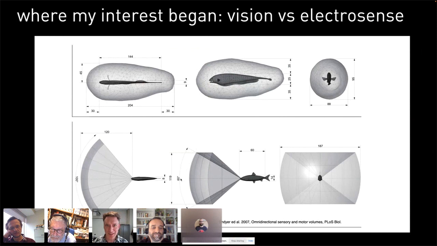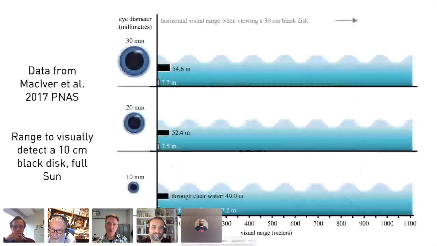Surely visual cones underwater are much better than that. So I did some preliminary calculations on how vision works in water. Here's roughly the message. Along the X axis here, we have visual range in meters for a 10 centimeter diameter black disc in full sun. And I'm looking at three different eye sizes. This is a typical eye size for an underwater vertebrate. This is not too atypical of a tetrapod on land. Our eye size is 24.